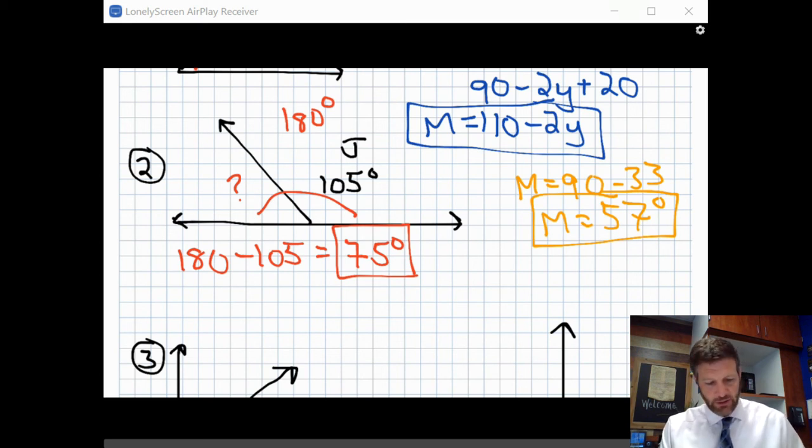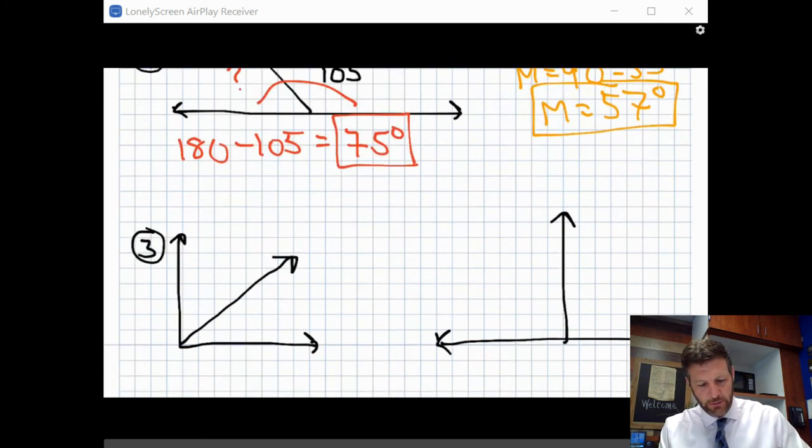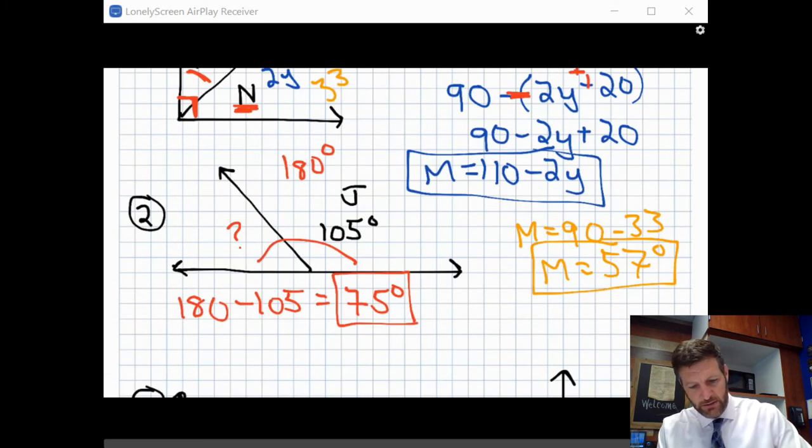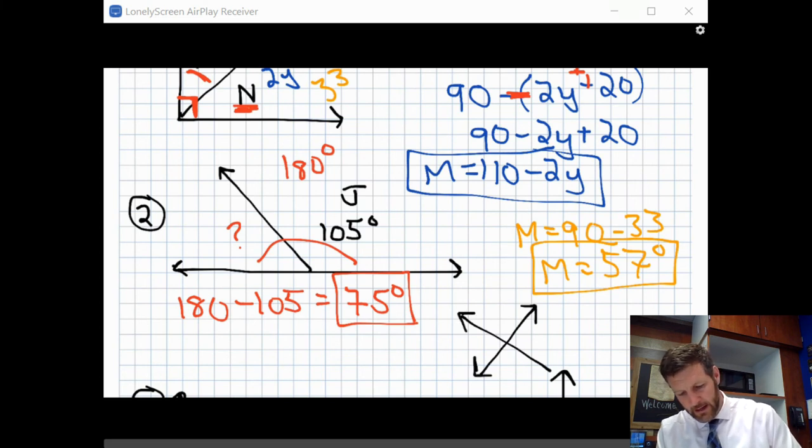Then it asks the question, well, what if the two angles were not linear pairs, but they were vertical? I didn't draw this, so let's just draw that real quick. What if instead I had vertical angles like this, and I knew that the one up top was 105? What would this angle down here, vertically from it, be?